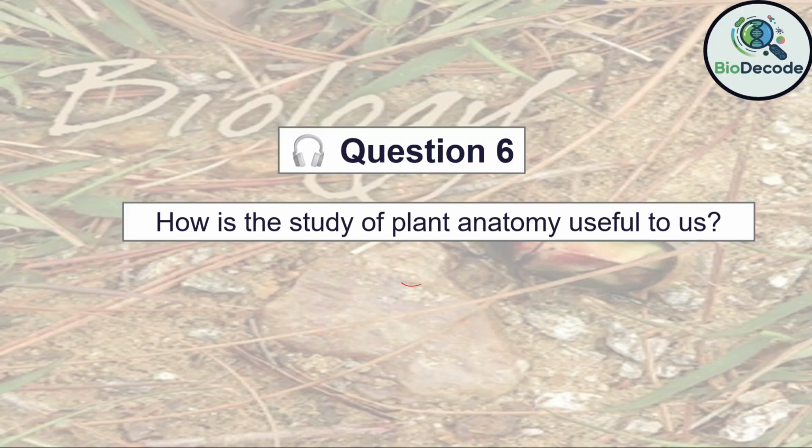Fourth, it helps in taxonomic classification by providing microscopic structural features for identification. Fifth, it also contributes to economic botany, where wood anatomy assists in timber identification and processing industries. Therefore, plant anatomy provides a foundation for both scientific understanding and practical applications in agriculture, ecology, and taxonomy. Finally, let us discuss the internal structure of a dorsiventral leaf.